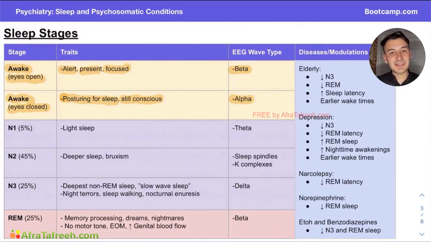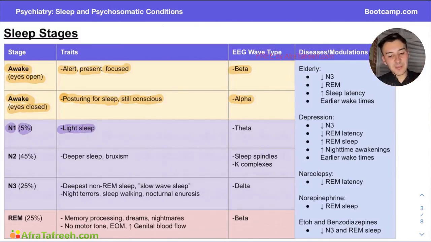So moving on, let's talk about the N1 stage of sleep. And this is going to account for about 5% of our total time when we're asleep. And this is the stage that we refer to as light sleep. So this is going to be the first stage you hit right after you start losing consciousness. You're kind of fading away into your sleep.